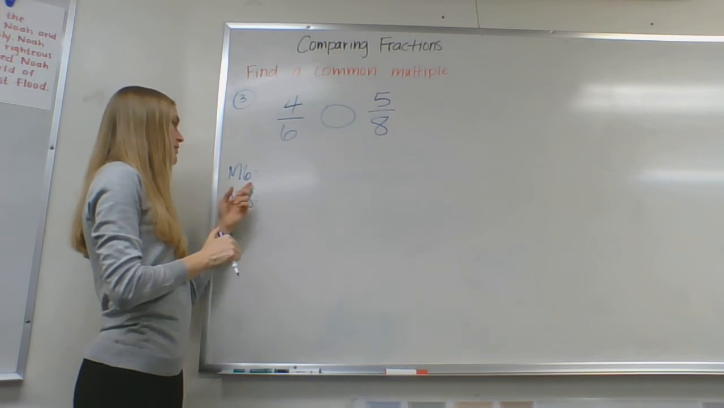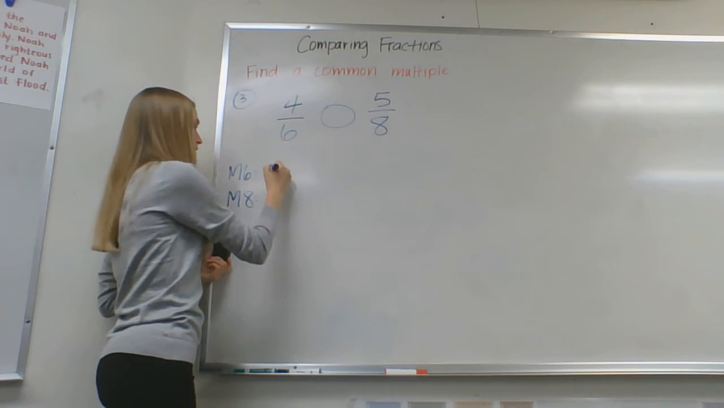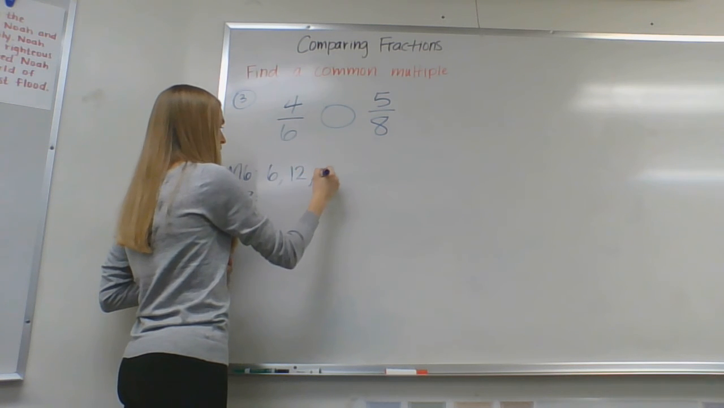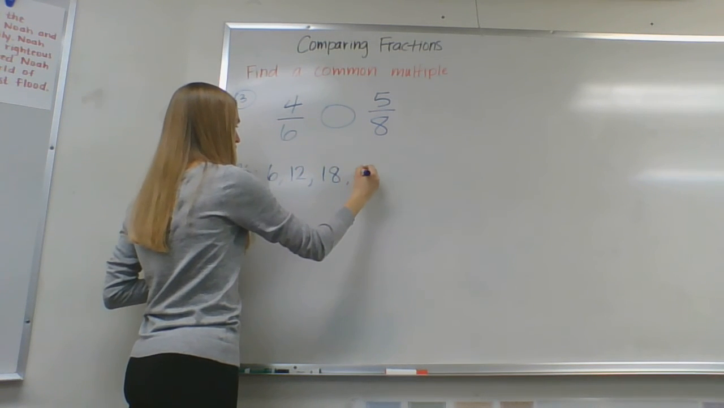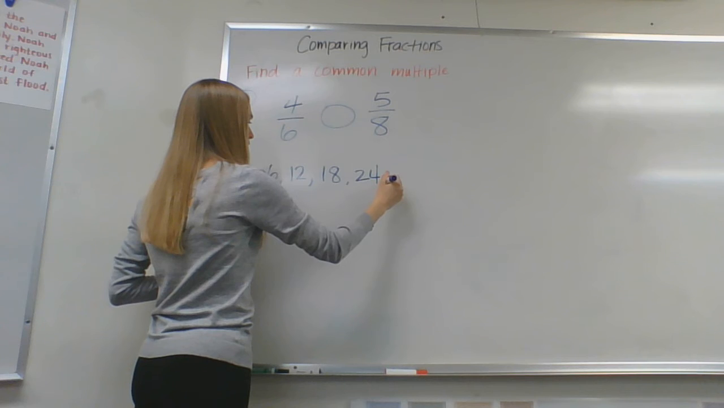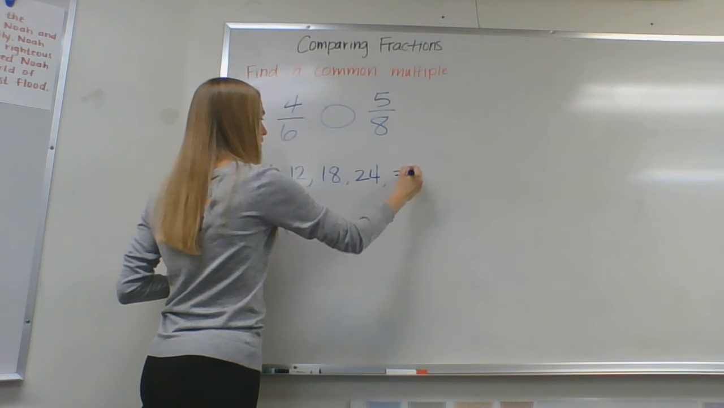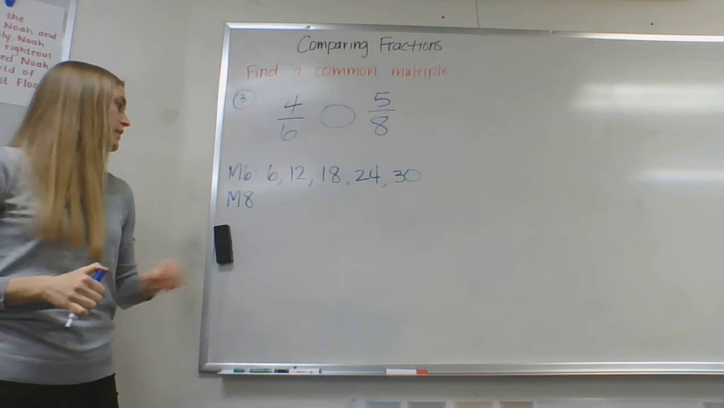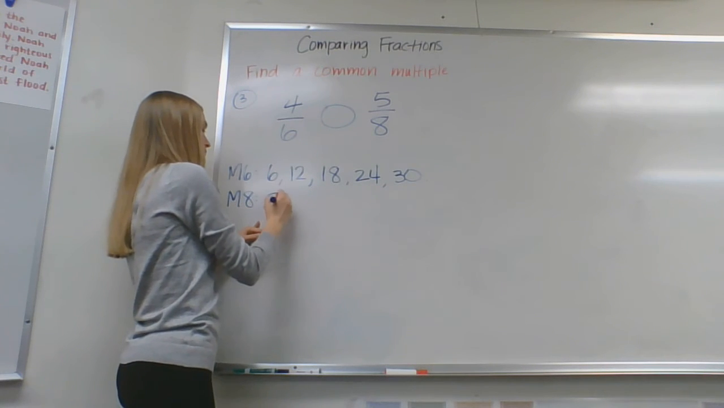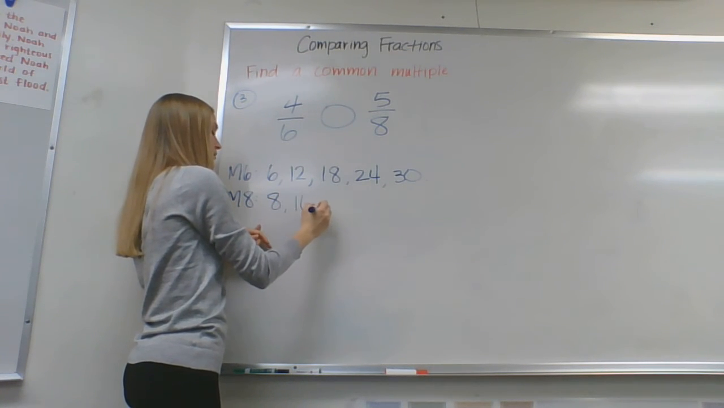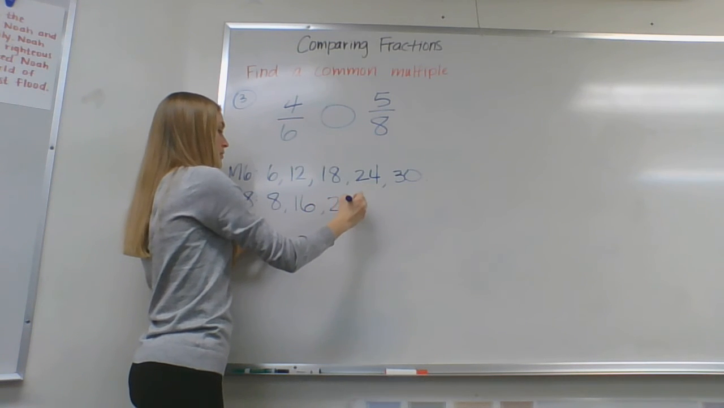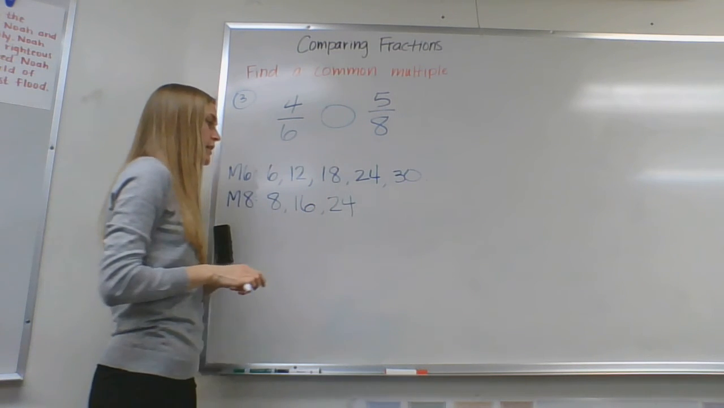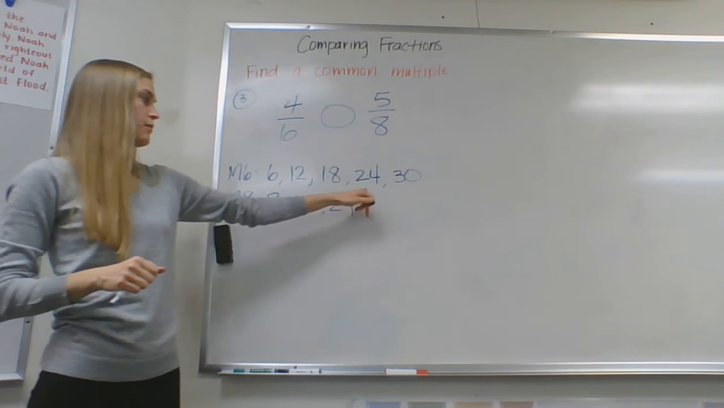All right, so the multiples of 6 are just counting by 6. We have 6, 12, 18, 24, 30, and so forth. And then down here we have our 8, and then our 16, and then 24. All right, I see one in common.